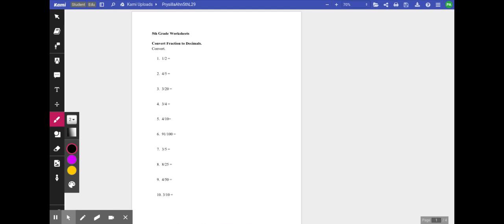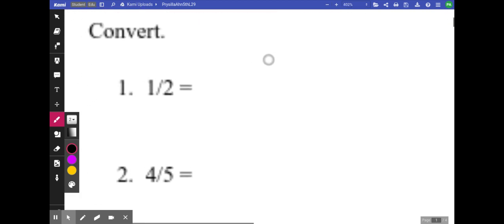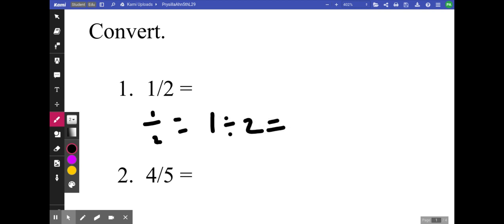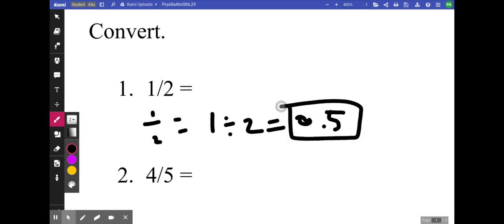Hey guys, to begin today's 5th grade worksheets, we're going to start off with converting fractions to decimals. So normally when you convert fractions to decimals, what you would do is divide. So for example, you have 1/2. So this would become 1 divided by 2 equals 0.5. But with today's fractions, we can look at it more simplistically.